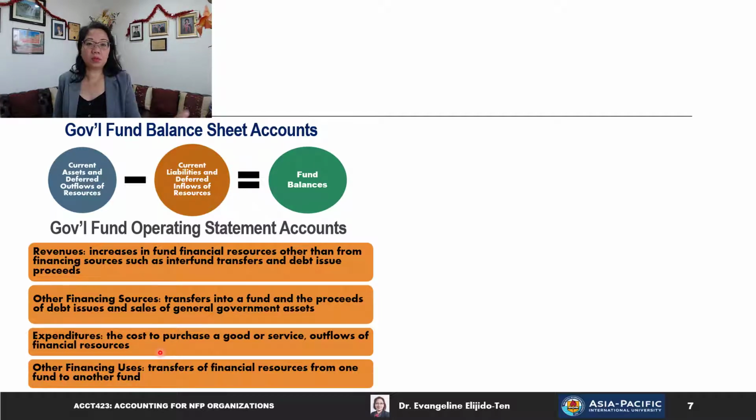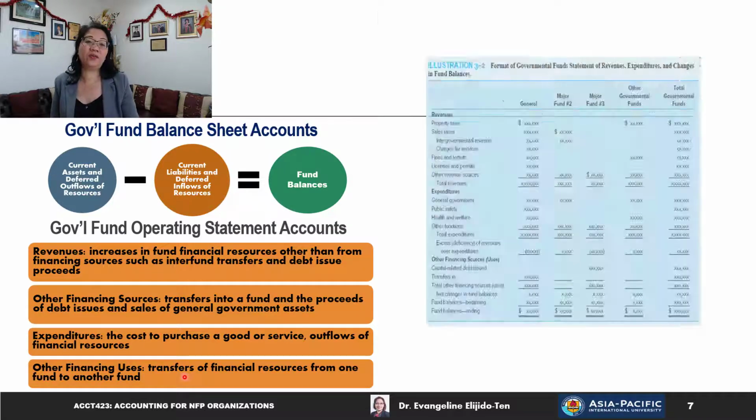Expenditures will be the cost to purchase a good or service, and other financing uses will include transfers of financial resources from one fund to another fund.